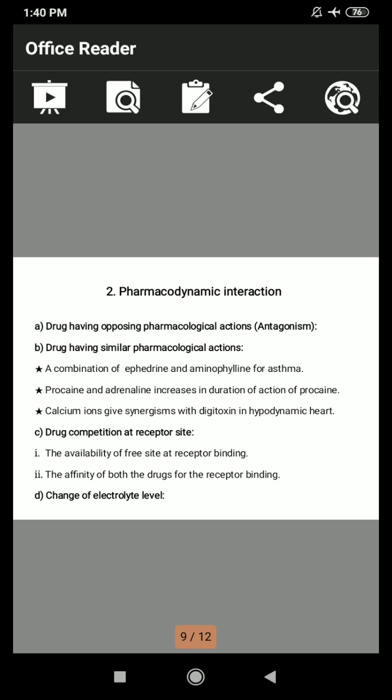Then the third point is drug competition at receptor site. This may occur at the same receptor site with the same target organ. The effect is produced after binding of the drug at the receptor site. Two drugs administered together may compete to bind with the same receptors, and it depends on the availability of a free site at the receptor and the affinity of both drugs for the receptor binding. These are the drug competition at receptor site. Then next is change of electrolyte level. The effect of a drug can be modified due to change in fluid and electrolyte level.